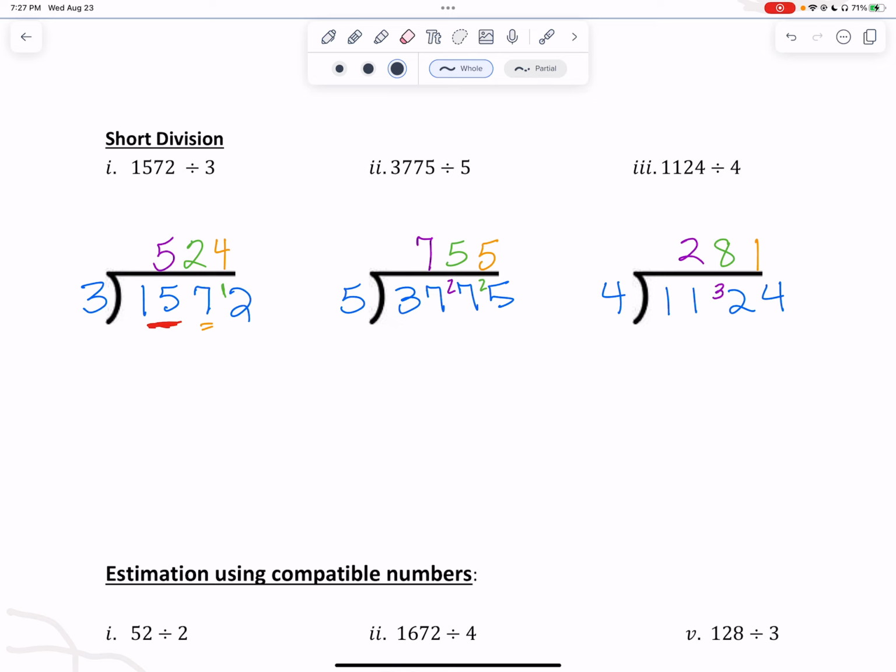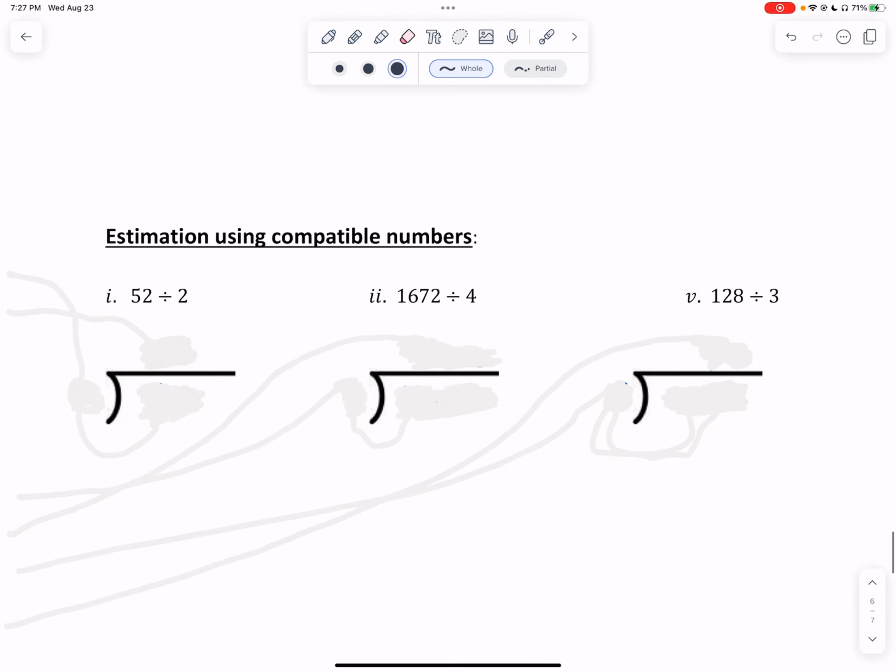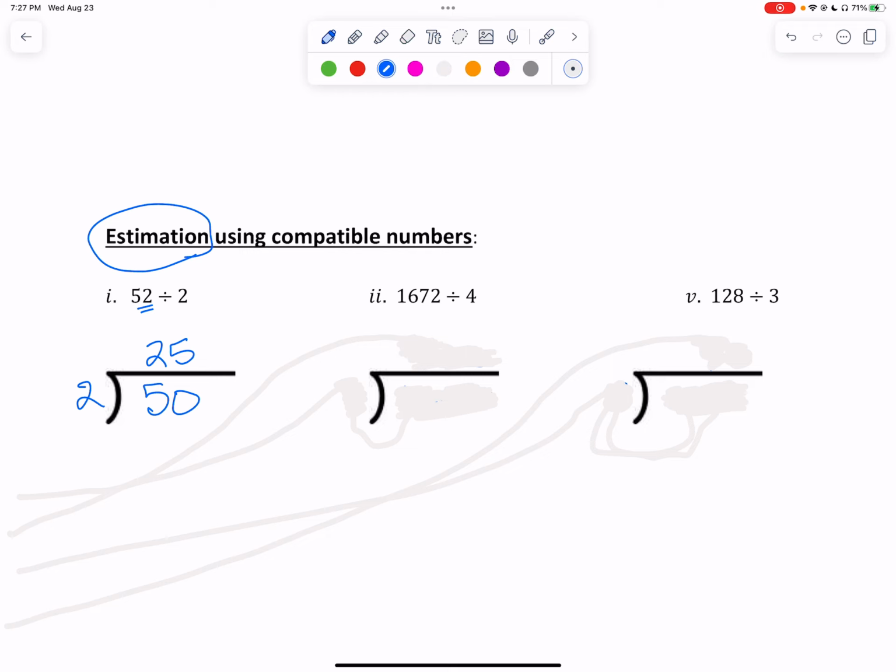All right, last thing. And this one is estimating. Okay. When you estimate, that means you are not going to get the exact answer, right? So we're going to get something that's close. So instead of saying 52, we're estimating. So I'm just going to say, let's go into 50, right? So the 2 into 52, let's go into 50. And so it's going to be around 25. Okay. So now we're going to have 1672 divided by 4.